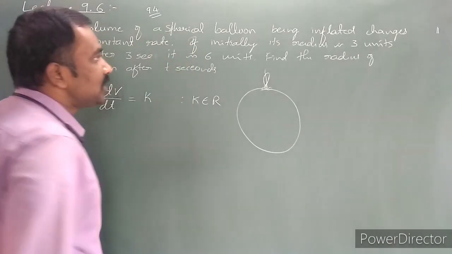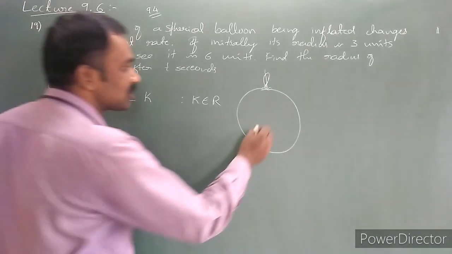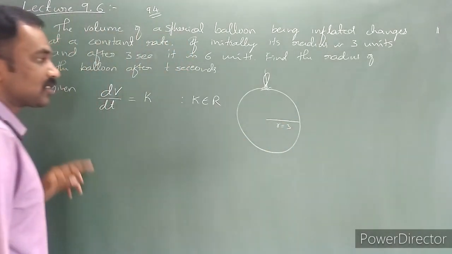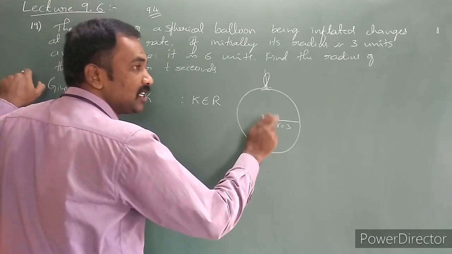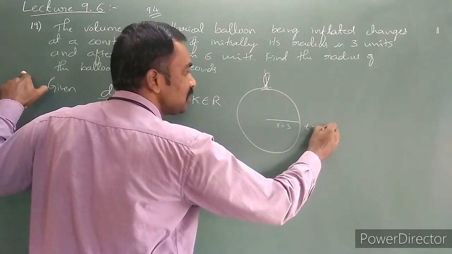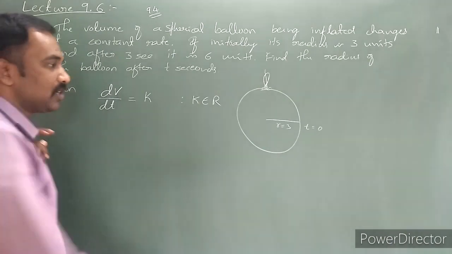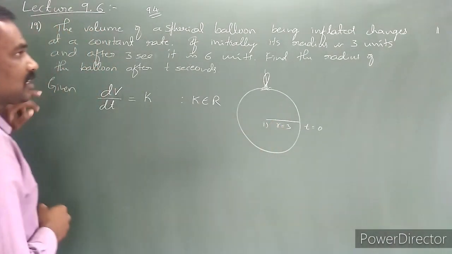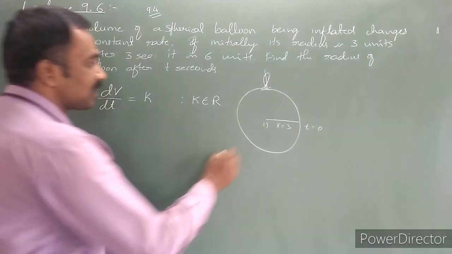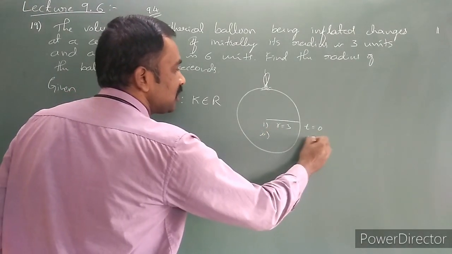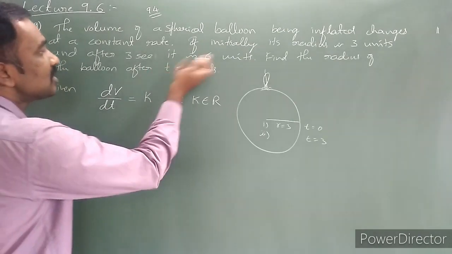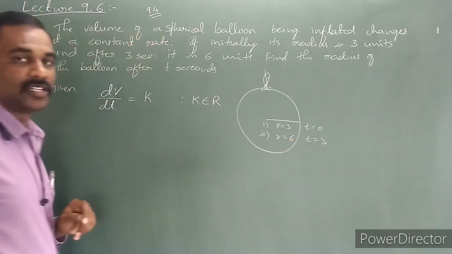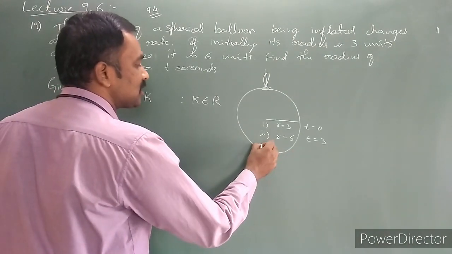If initially its radius is 3 units: initially means time is 0. At time 0 the radius is 3 units. This is the first case. Second case: after 3 seconds its radius is 6 units. So r is equal to 6 units when the time is 3 seconds.